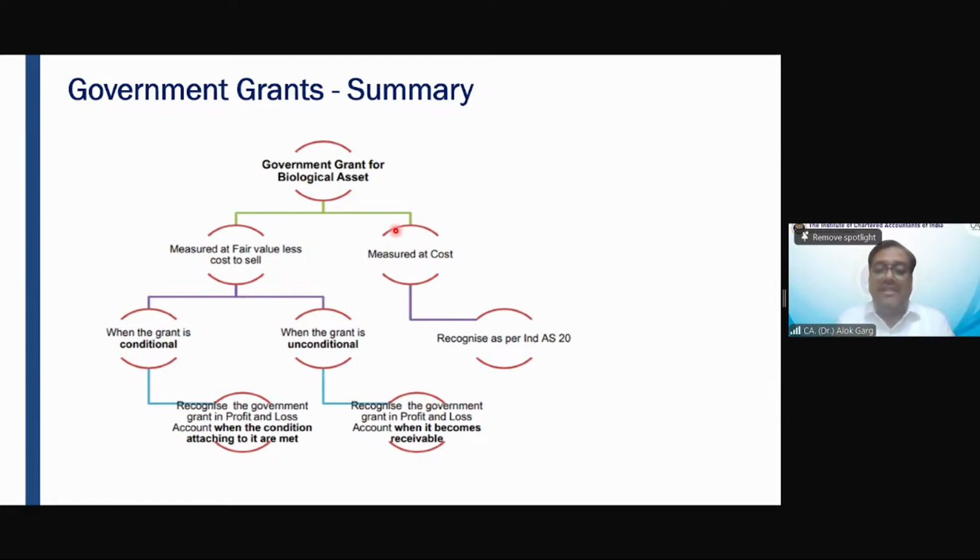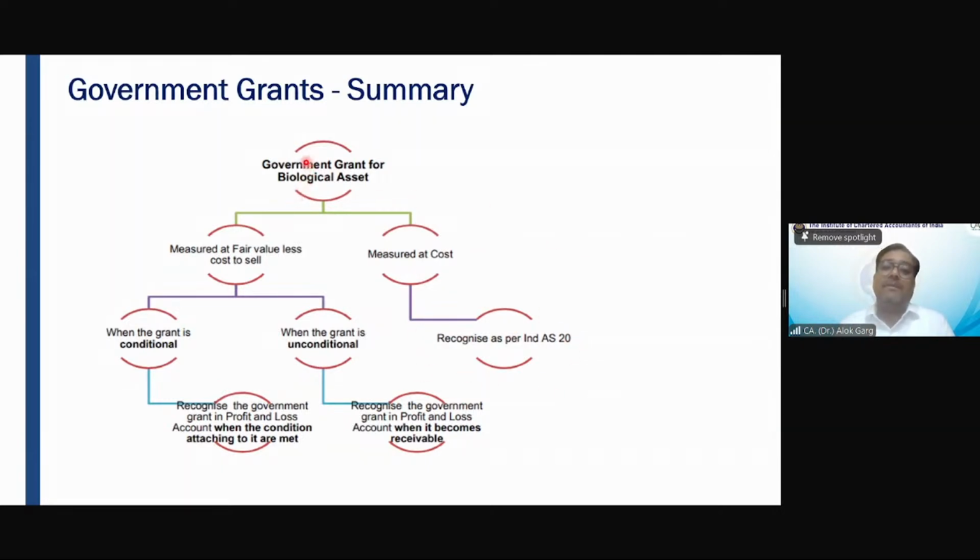And what does Ind AS 16 say? Property, plant and equipment has to be initially measured at cost. So if a biological asset is measured at cost and the company has received the government grant for that biological asset, in that case, that government grant has to be covered as per Ind AS 20, as per the normal standard.